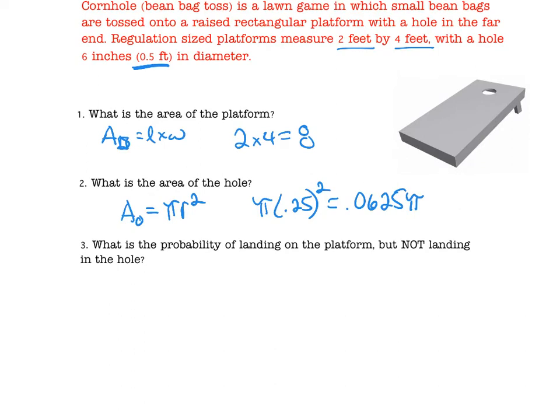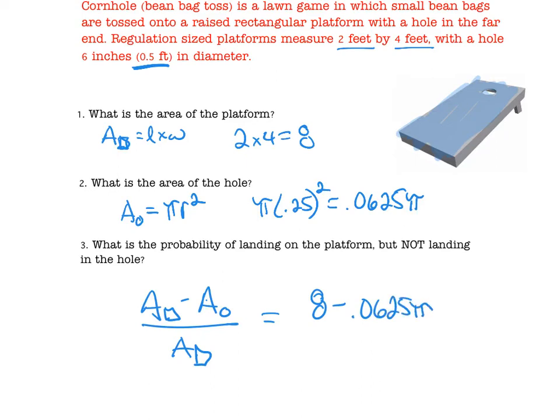Now here's the tricky part, and the part that I think that people might miss on the test. It says, what's the probability of landing on the platform, not in the hole? So that's this area here. What's the probability of getting that? Okay, so that means that we are taking the area of the rectangle, subtracting the area of the circle, and dividing by the whole area of the rectangle. My rectangles are terrible. Okay, so that's going to be 8 minus 0.0625 pi over 8. You can leave it like that.